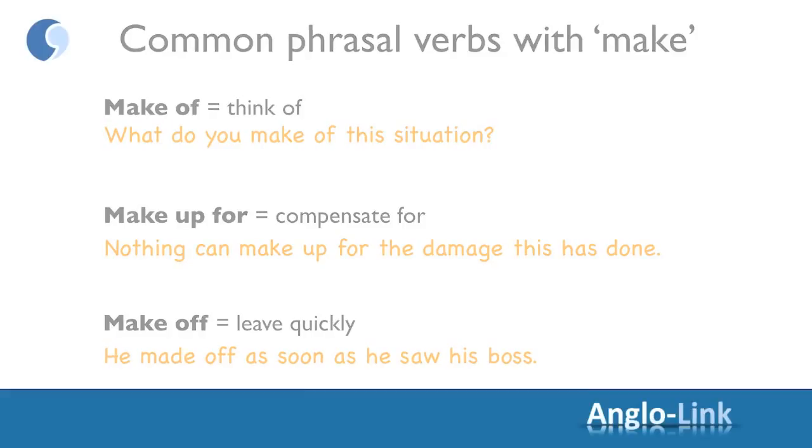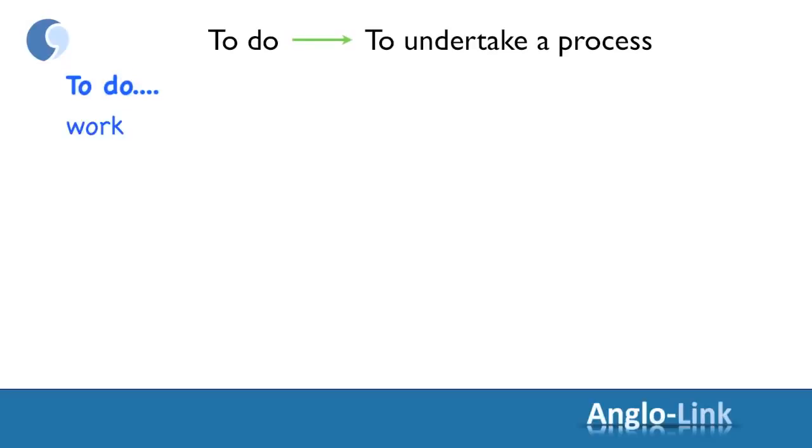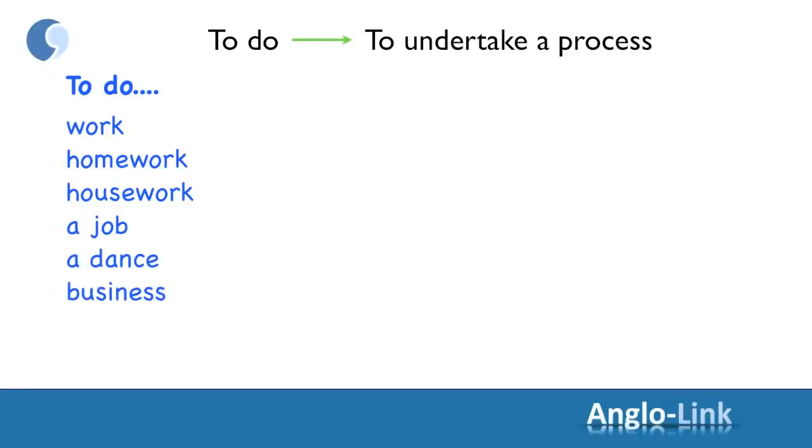Okay, let's move on to the verb to do, which is to undertake a process. Let's look at some common examples with do. To do work. To do homework. Do housework. Do a job. Do a dance. Do business. Do exercises.